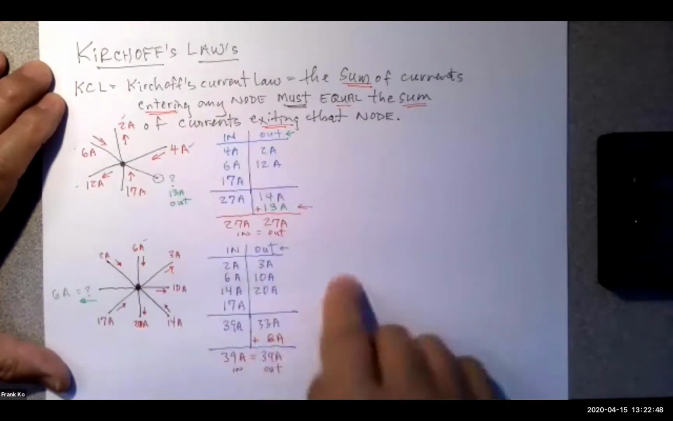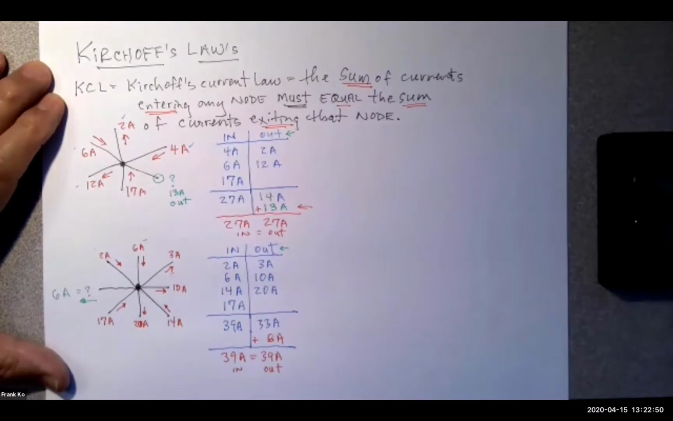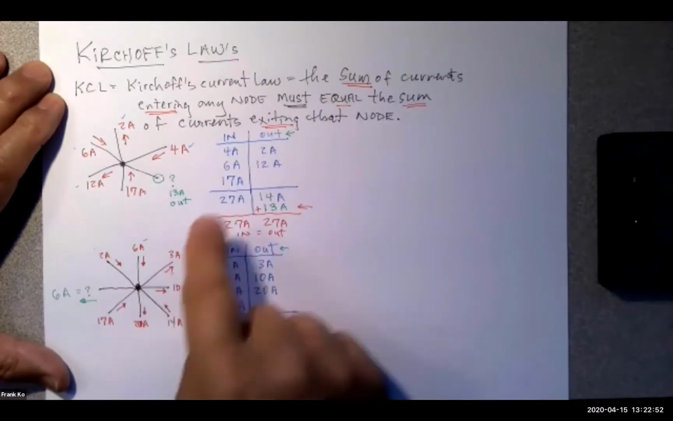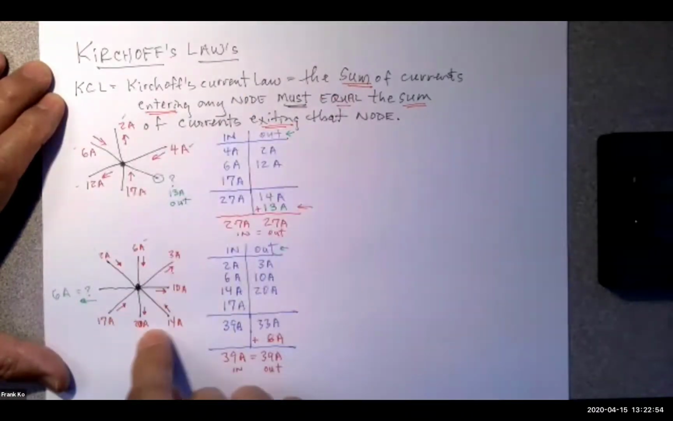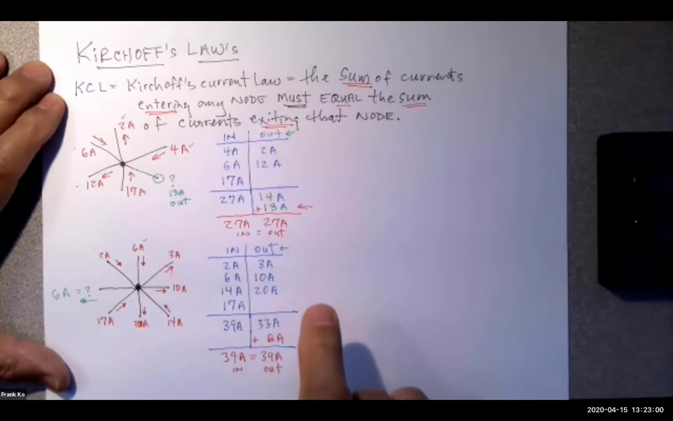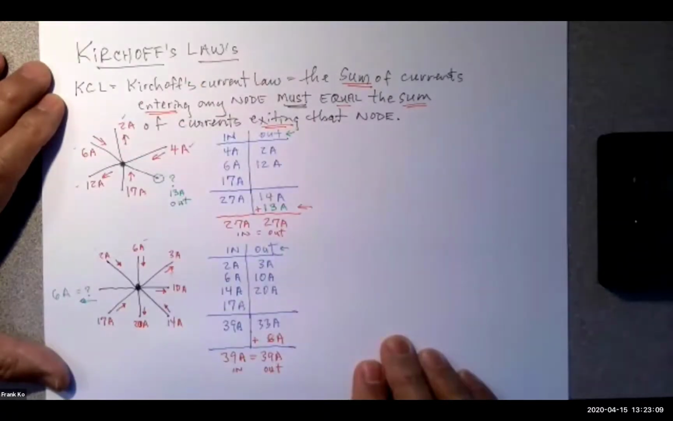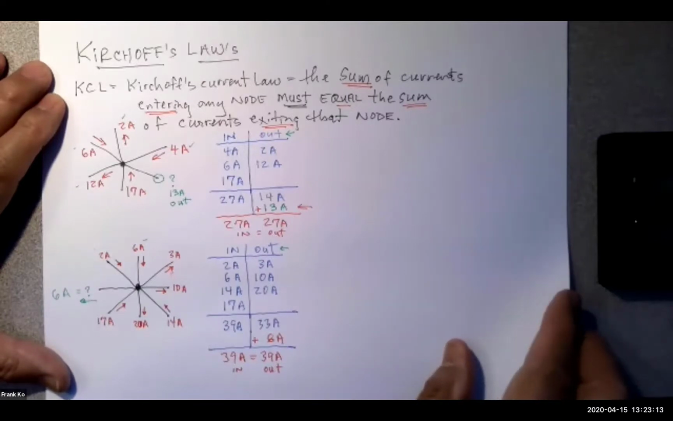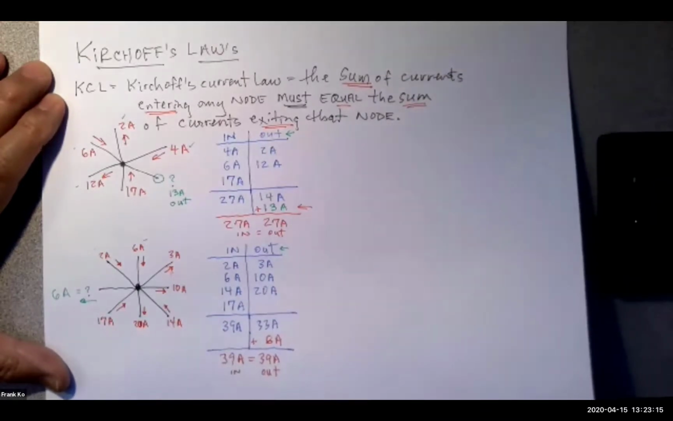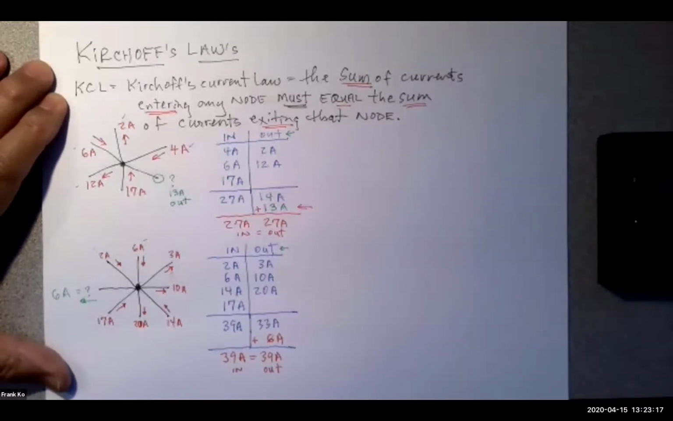So in more complex circuits, as long as you remember using Kirchhoff's current law, you hopefully can easily reconcile your current analysis by using the in and out chart like this in order to find the value of the missing current. Any questions about Kirchhoff's current law? Okay, next to Kirchhoff's current law will be over here.